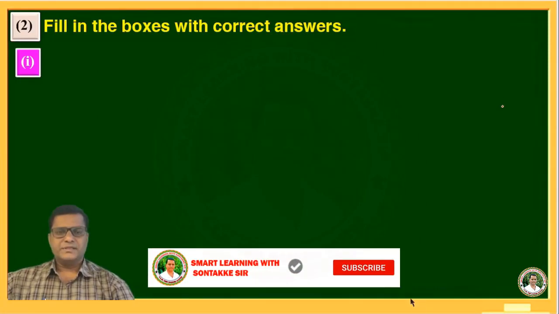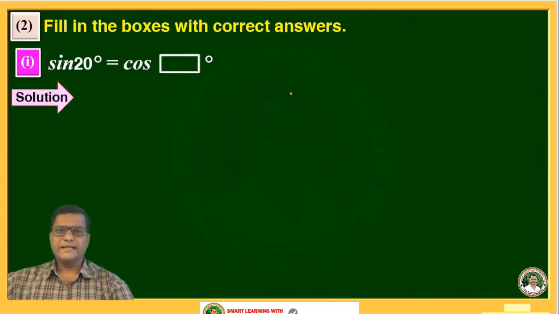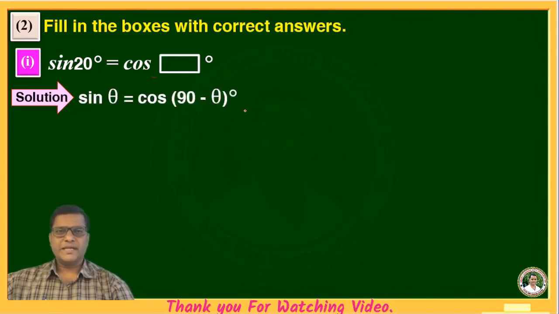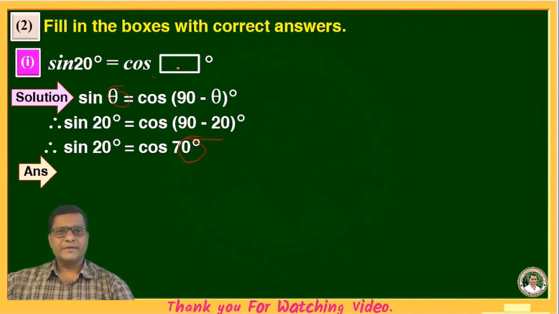The second question of this exercise is, fill in the boxes with correct answers. Here first is sin 20 degree is equal to cos blank degree. Here we use the relation sin theta is equal to cos 90 minus theta, the relation between complementary angles. The value of theta is given, that is 20 degree. Therefore sin 20 degree is equal to cos 90 minus 20. 90 minus 20 is 70. Therefore sin 20 is equal to cos 70 degree. Therefore 70 degree is the answer.